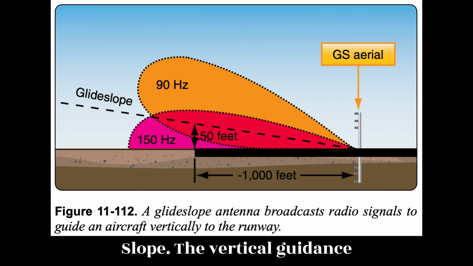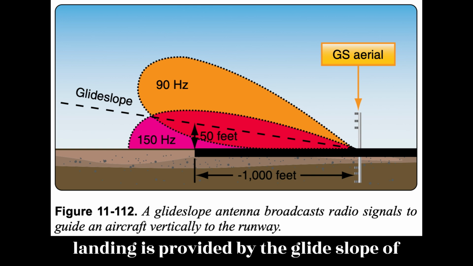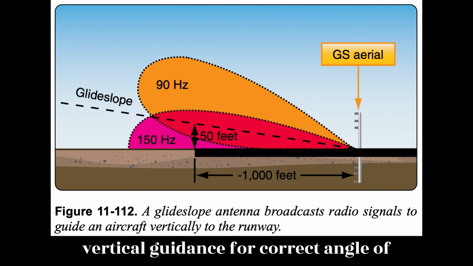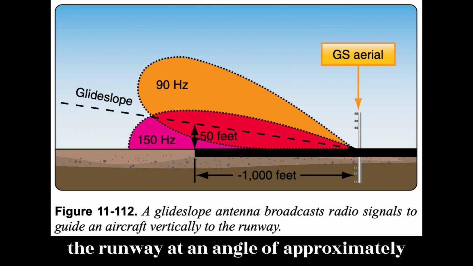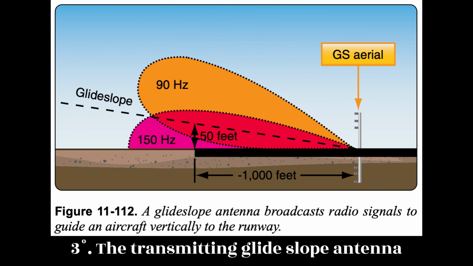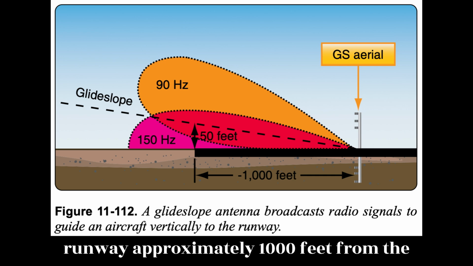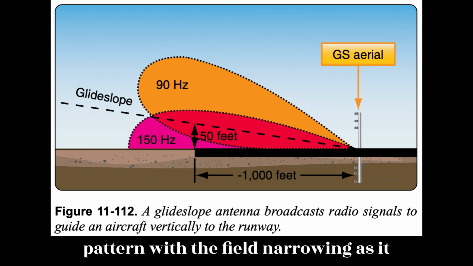Glideslope. The vertical guidance required for an aircraft to descend for a landing is provided by the glideslope of the ILS. The glideslope provides vertical guidance for correct angle of descent. Radio signals funnel the aircraft down to the touchdown point on the runway at an angle of approximately 3 degrees. The transmitting glideslope antenna is located off to the side of the approach runway approximately 1,000 feet from the threshold. It transmits in a wedge-like pattern with the field narrowing as it approaches the runway.